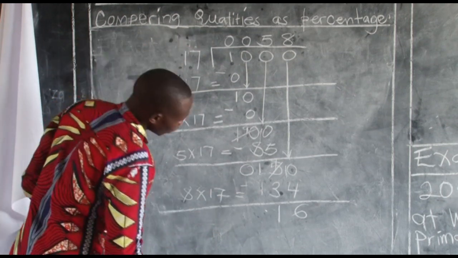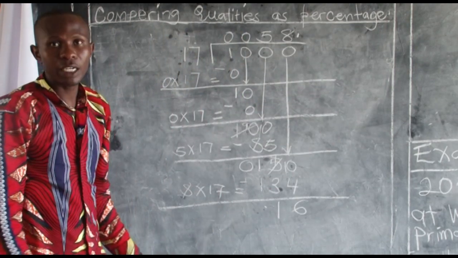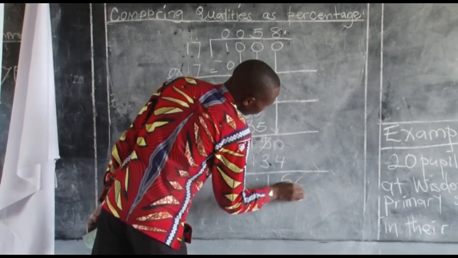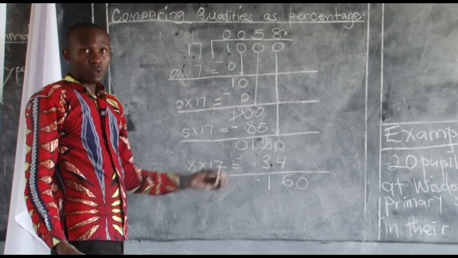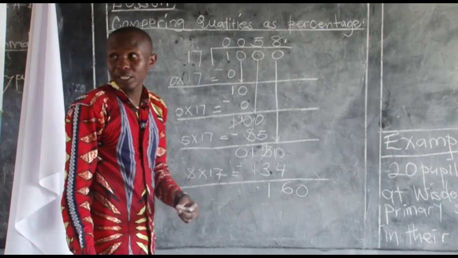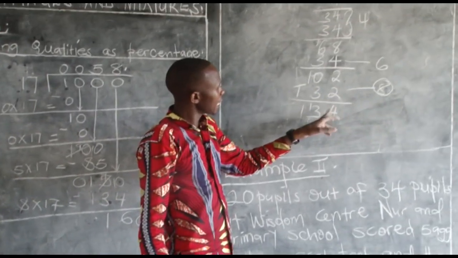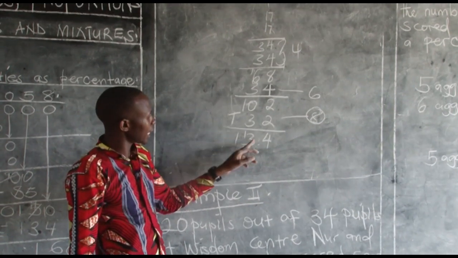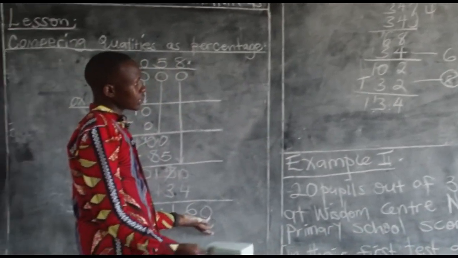Or else we shall introduce a decimal point. When we introduce a decimal point, it will introduce another 0 here. When it introduces a 0 here, we shall have 160. We shall come to our groups. We said when you add up to here, these are 8 groups. 8 groups of 17 is giving you 136. Let's add more 2 groups and see if we shall reach 160.